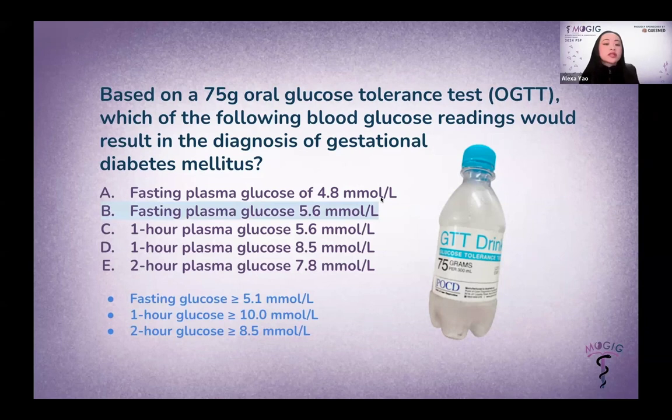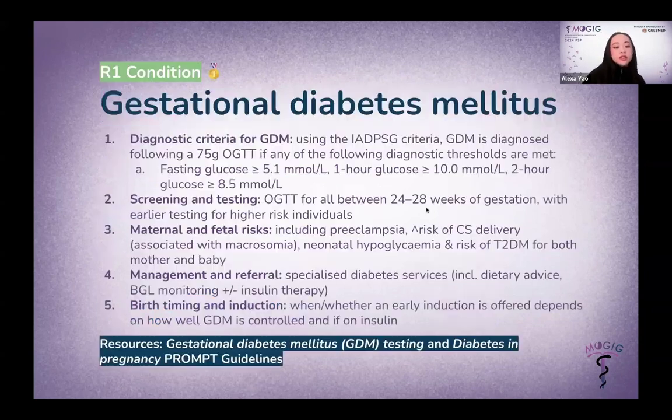Okay, so the correct answer is B, which is a fasting plasma glucose of 5.6 millimoles per liter. Generally, I'd say that biochem thresholds don't need to be memorized, but it's certainly useful to have an idea of what's considered normal blood glucose parameters following an OGTT, that being approximately 5, 10, and 8.5 at fasting, 1 hour and 2 hours, respectively. So, as gestational diabetes is an R1 condition, it is important to be very comfortable with screening, diagnosing, and managing it.